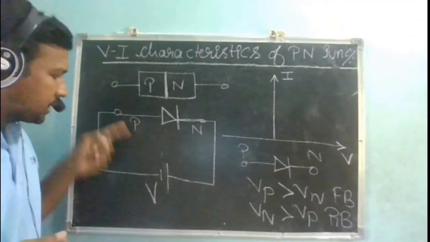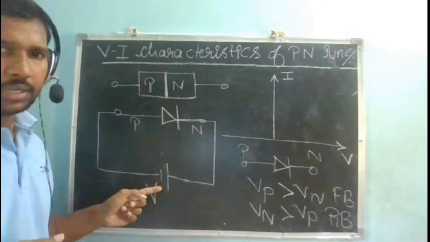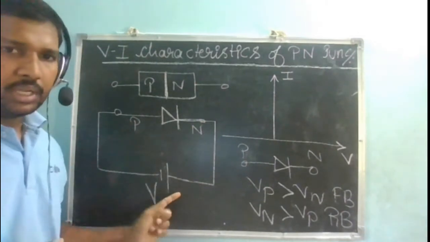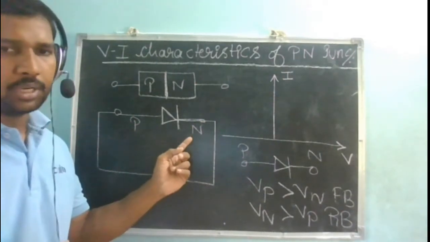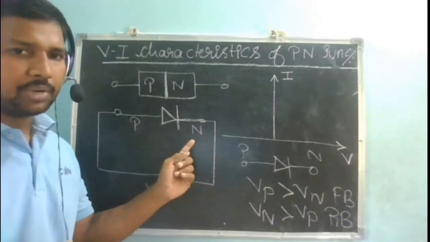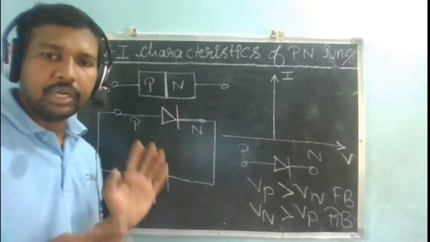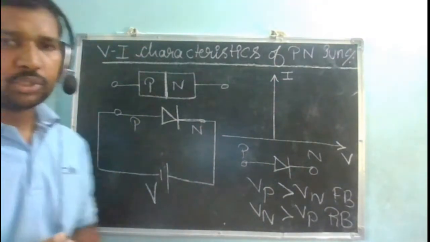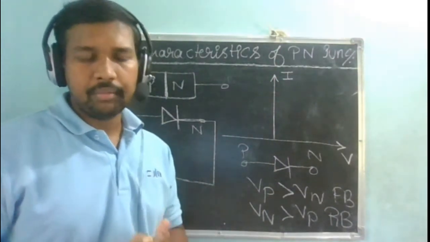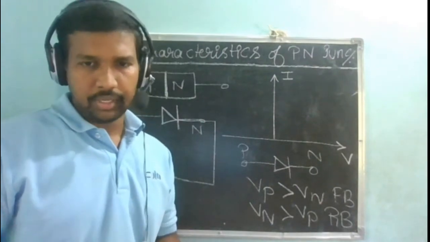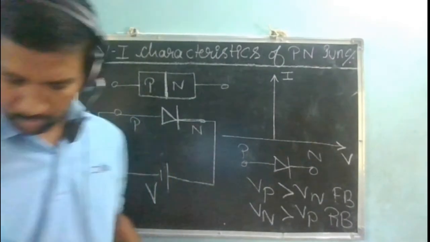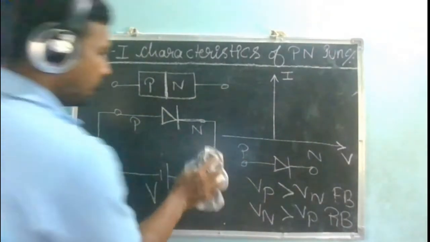Because my P side is made negative and N side is made positive, that means more potential is applied at the N side compared to the P side. That is why this is said to be operated in reverse bias. First you should know how to operate your diode in forward bias or reverse bias. Right? Okay, so I'll give some more examples.